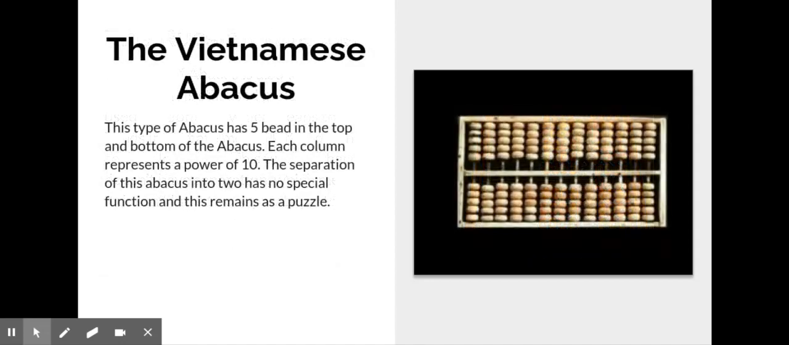The Vietnamese abacus. It has five beads in the top and five beads at the bottom. Each column represents a power of 10. This separation is still a puzzle.